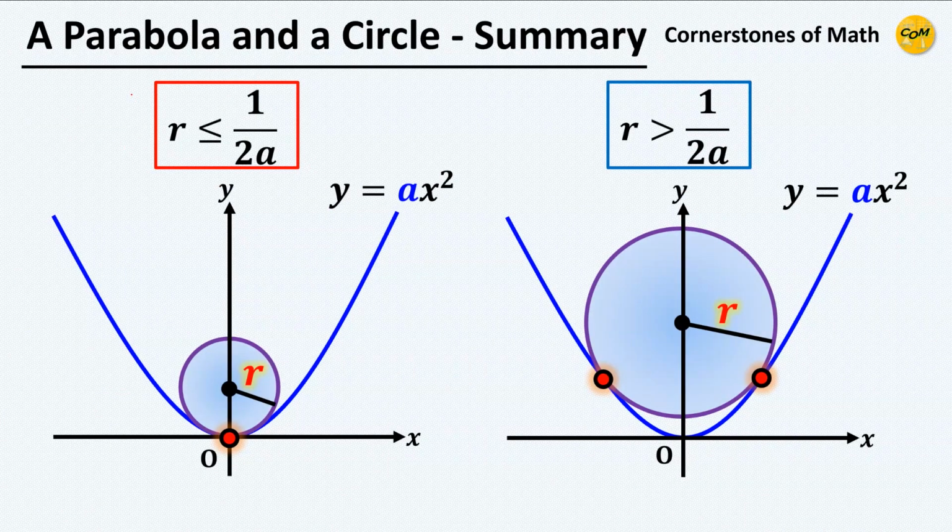To summarize the result, if r is less than or equal to 1 over 2a, then the circle can be lowered all the way down to the bottom, meeting the parabola at its vertex, the origin. If r is greater than 1 over 2a, then the circle cannot be lowered all the way down to the bottom, and the circle meets the parabola somewhere above the origin.